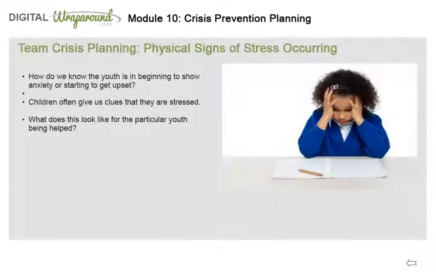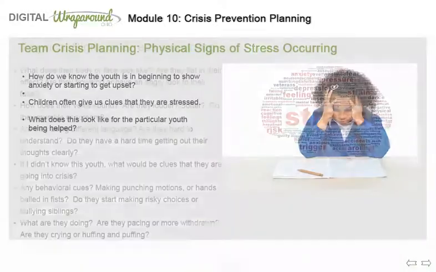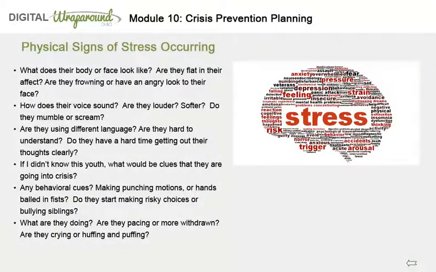The next part, which connects with triggers, is asking the youth and team, how do we know the youth is beginning to show anxiety or starting to get upset? Seeing their cues can be a good indicator they need extra support. These signs are important to recognize, as interventions can happen earlier if we know what to look for prior to the unwanted behavior. Some prompts to help think through these indicators with your team include: what does their body or face look like?